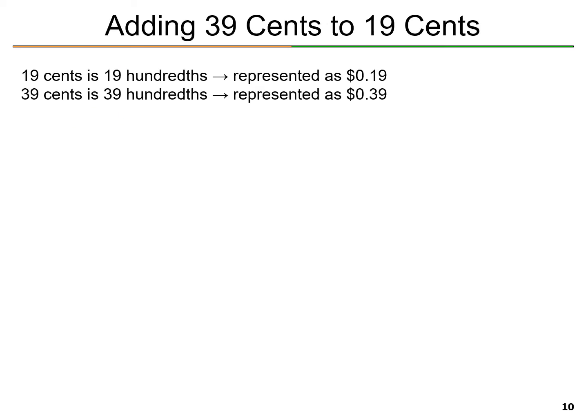Okay, back to our example. Remember, we're trying to decide if you and your friend have enough money to buy one ice cream cone that costs 50 cents. You have 39 cents. Your friend has 19 cents. 19 cents is 19 hundredths, represented as $0.19. 39 cents is 39 hundredths, represented as $0.39, or 39 hundredths of a dollar.